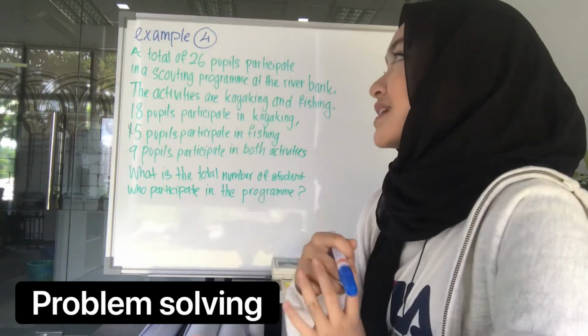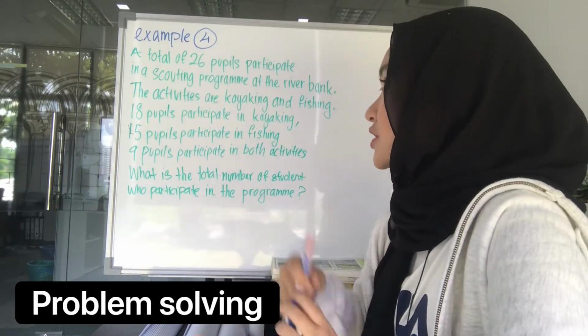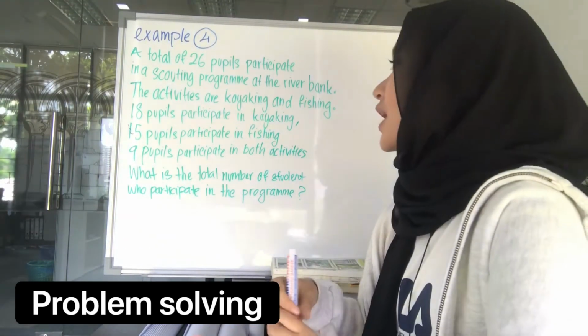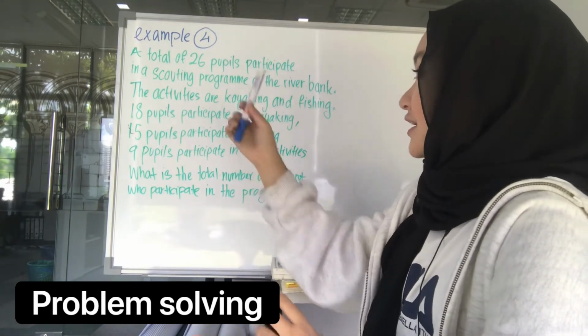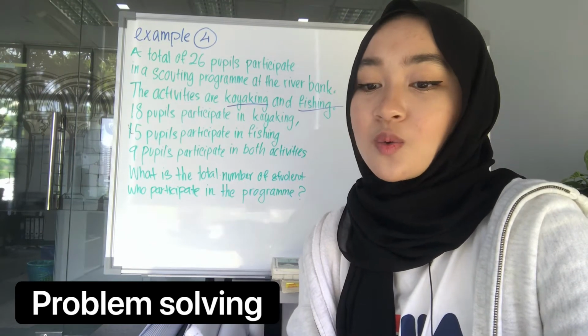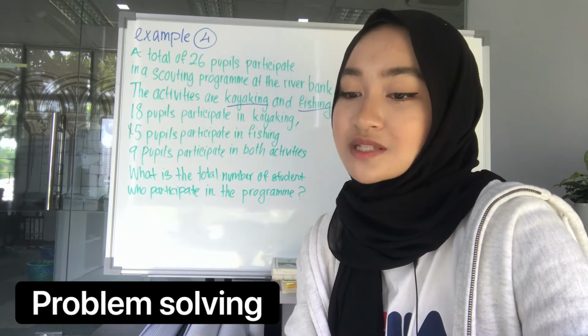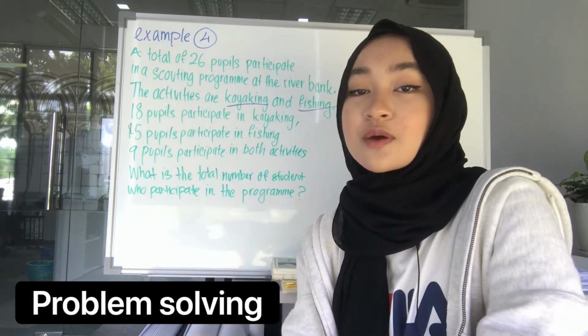The question said that a total of 26 pupils participate in a scouting program at the riverbank. The activities are kayaking and fishing. The question is, what is the total number of pupils who participate in the activities of the program?